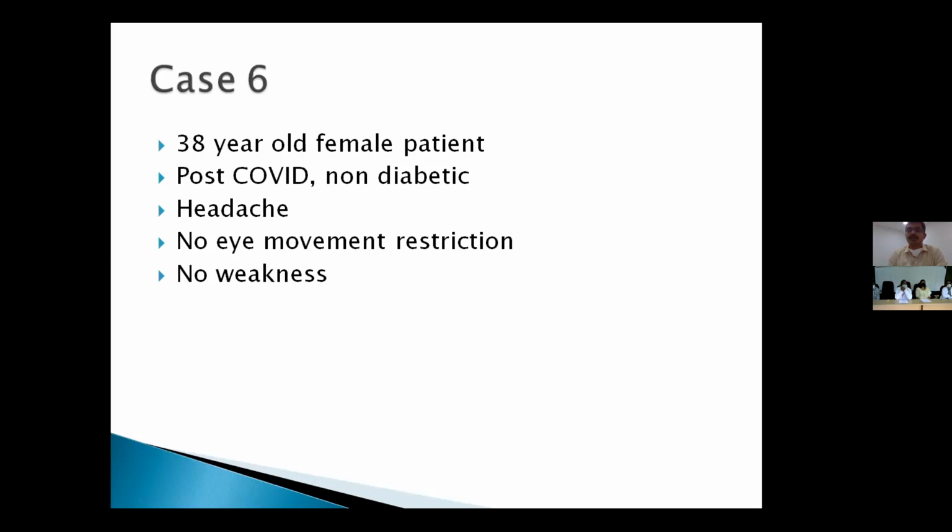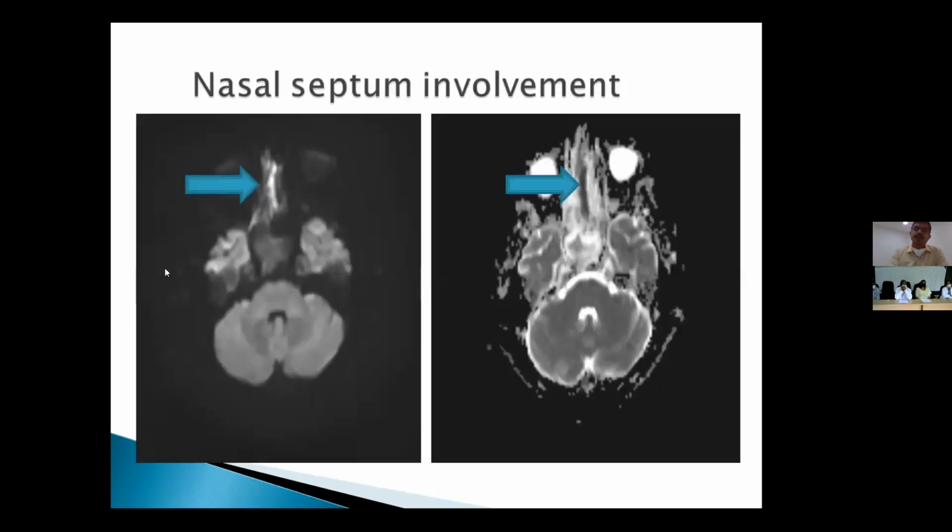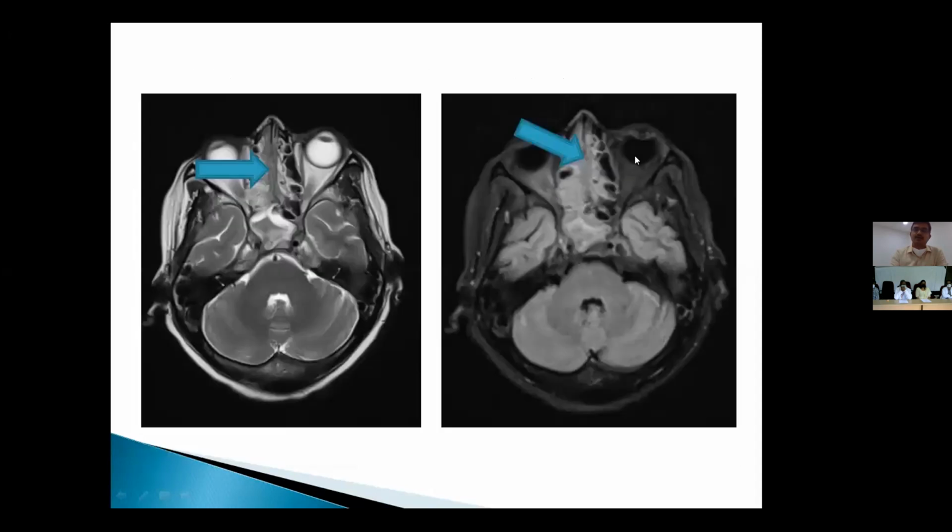On examination, she didn't have any eye movement restriction and no weakness. So only on suspicion of fungal mucormycosis, we did a plain MRI for the patient. There we saw only involvement of the nasal septum. Here the nasal septum is showing diffusion restriction, which means some form of sinusitis. We suspected some form of infection here. In T2 and FLAIR sequences, we can see hypointense signals involving the septum along with the adjacent turbinates.